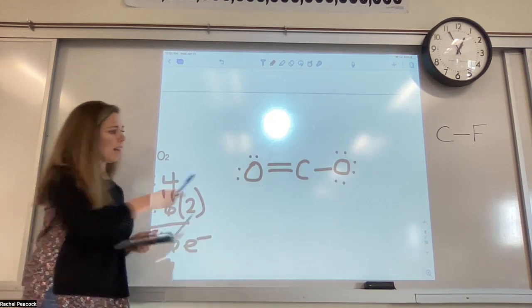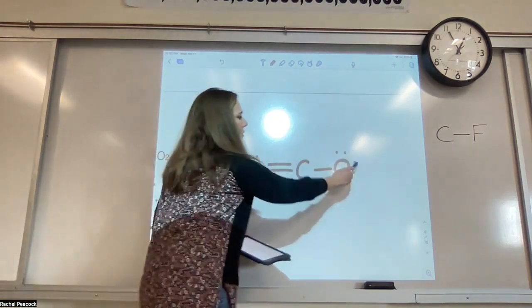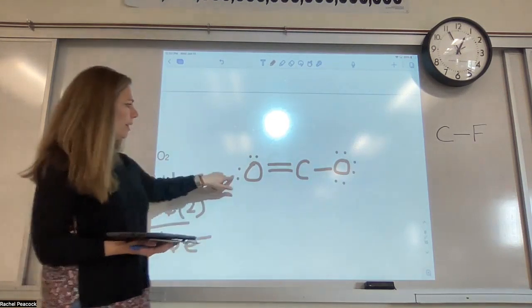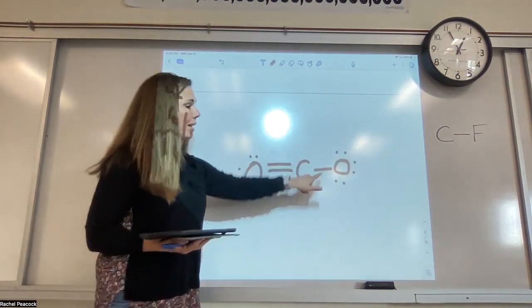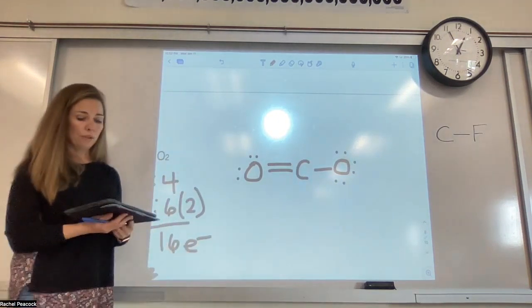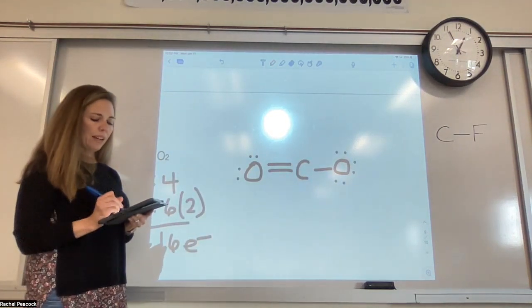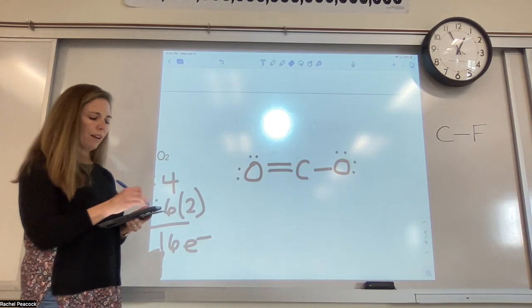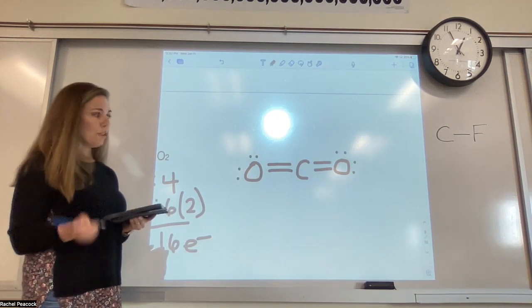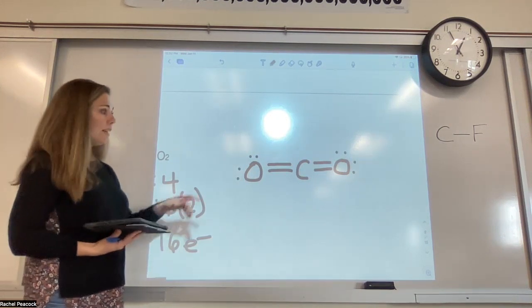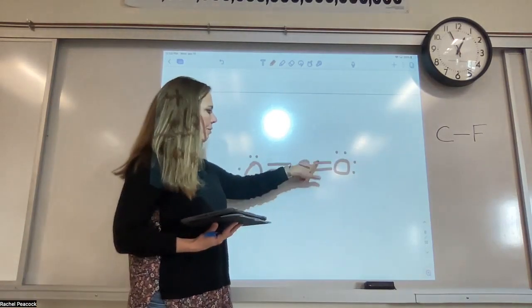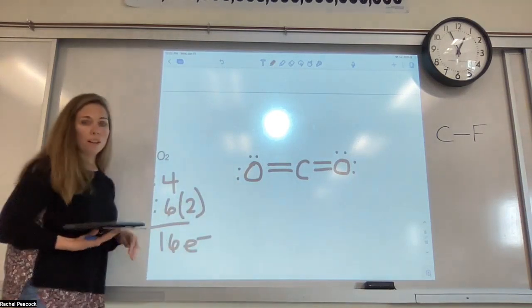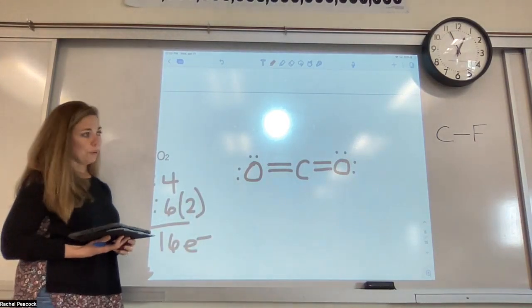Do it now again: 2, 4, 6, 8, 10, 12, 14, 16. Good. This oxygen still has 8. This oxygen still has 8. Carbon has 6 now. It's getting closer. We're gonna have to do it again. Gonna erase that pair and draw that. Okay, now 2, 4, 6, 8, 2, 4, 6, 8, 2, 4, 6, 8. Now all of the atoms have met the octet rule.